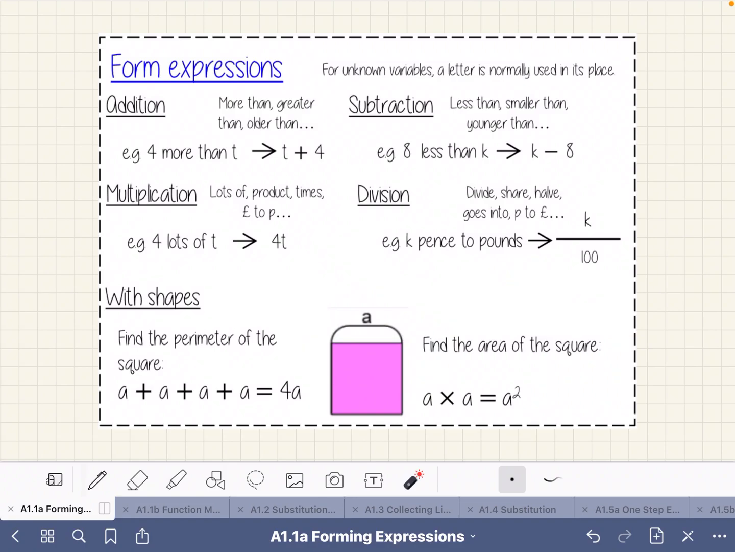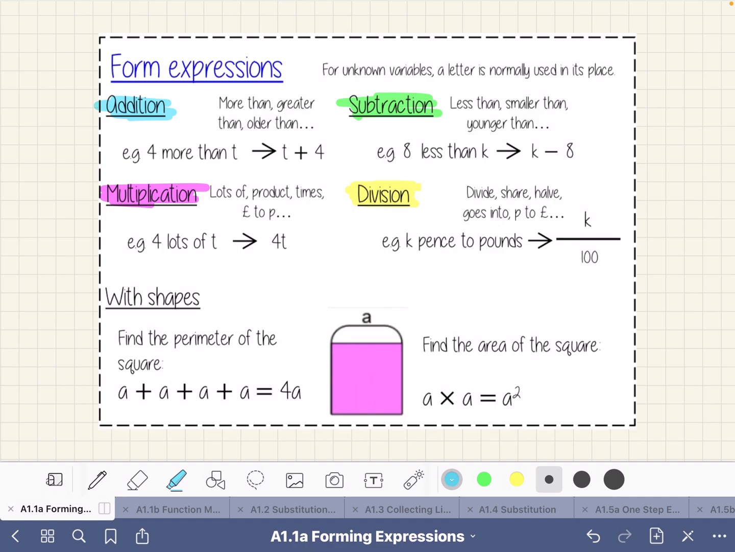In this video, we're looking to form expressions. Now, when we form expressions, we end up with something that looks like this. There are keywords that we need to look out for which tell us what operation is used with the letter. We can see we have addition, we have subtraction, we have multiplication, and we have division. Each one of these are represented in a different way when it comes to expressions, with different words used to represent what we need to do.